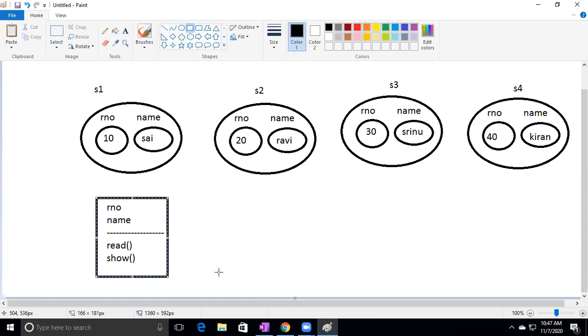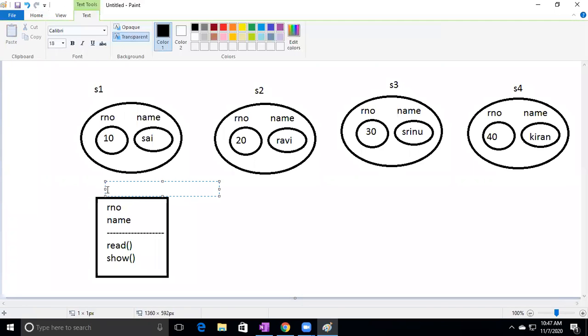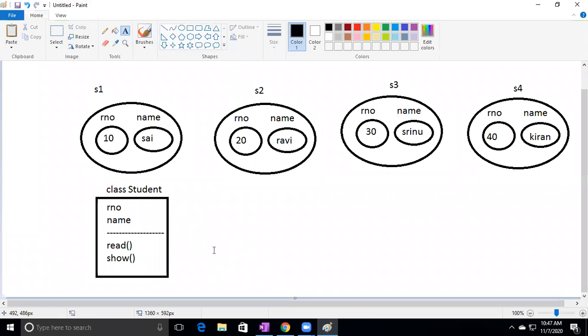So this is the plan I'm making to create the student objects. This plan is nothing but a class. This plan is called a class. So I'm giving the class name as Student. That's it. So for any student, that may be Sair or Ravi or Sinu or Kiran, the common properties are roll number and name, and the methods are read and show.